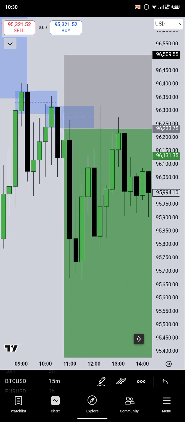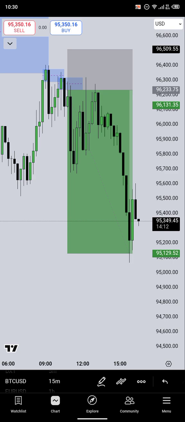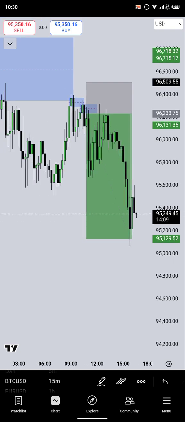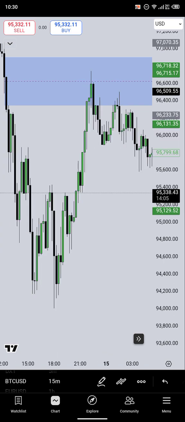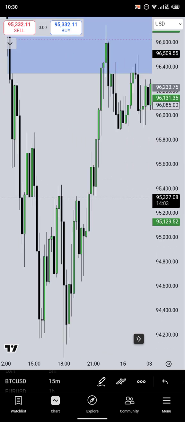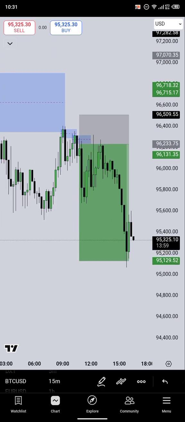Okay, so we can see that price came back to touch the order block one more time, or let's say 2 more times, and then we can see price just rally to the downside. So I closed out at this point here for a 1 to 4 on this trade.